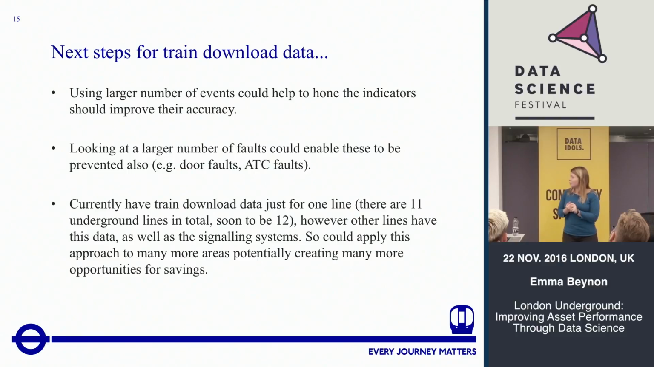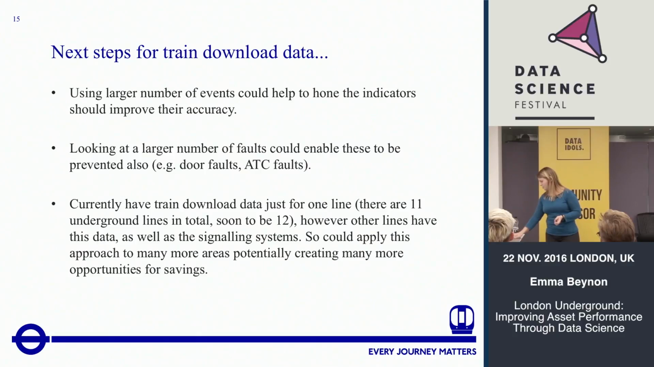The next steps are to train download data using a larger number of events to help hone these indicators and improve their accuracy. We also want to look at a larger number of faults and hopefully prevent these and reduce our costs even further. We currently have train download data. We do have more lines now, but we haven't worked on them. We've worked on one line, there are 11 underground lines in total, soon to be 12 with Crossrail. Several other lines actually have this data, so hopefully we'll be able to apply it to lots of lines and create lots of savings.